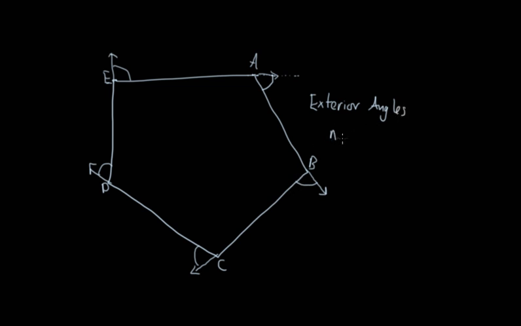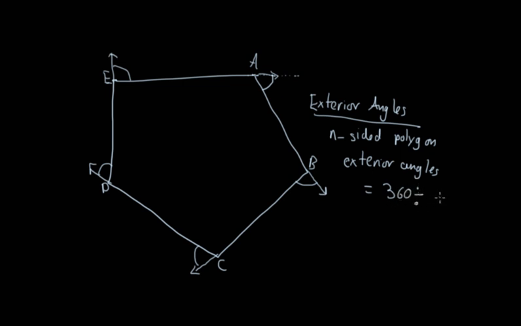And so if we have an n-sided polygon, the exterior angles will be, sorry, what's the interior? Sorry, the exterior angles will be 360 divided by n. This is for a regular polygon.